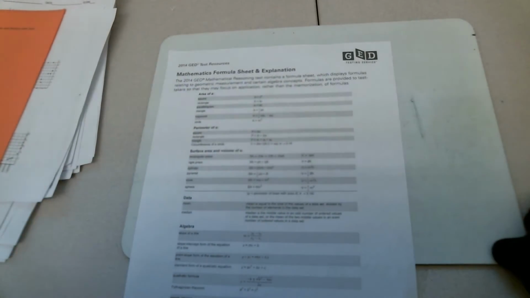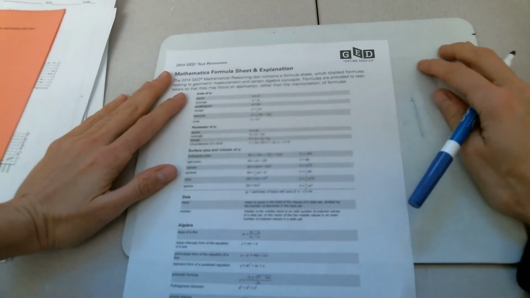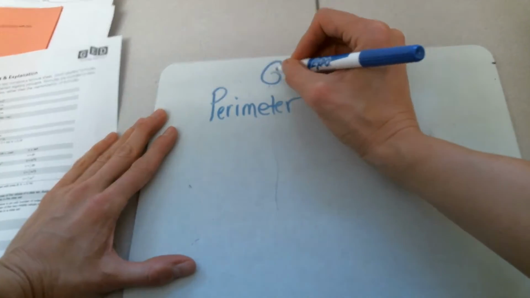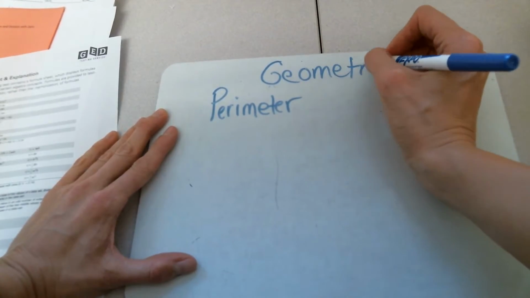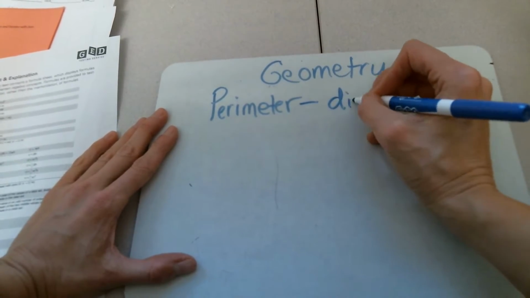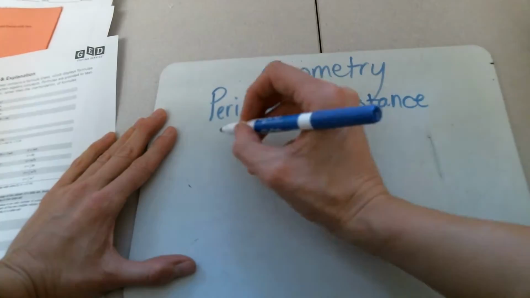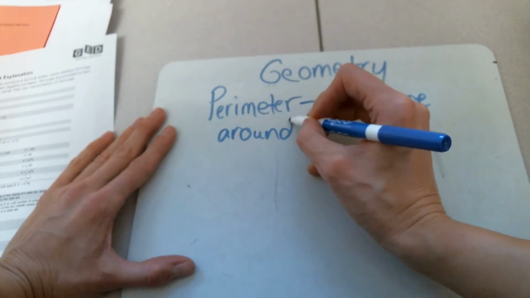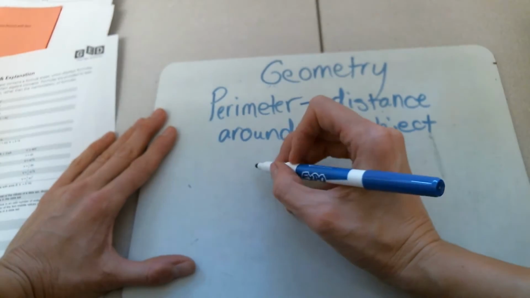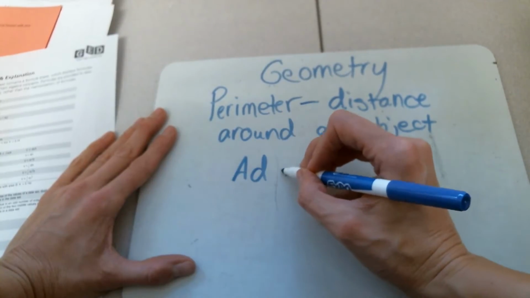Okay, so I'm going to be using this GED formula sheet that I've given you quite a bit today, so you might keep track on here. The first thing we're going to talk about is what perimeter means. So you'll want to put this in your notes under the word geometry. Perimeter is the distance around an object. And in order to find perimeter, what you do is you add all the sides.